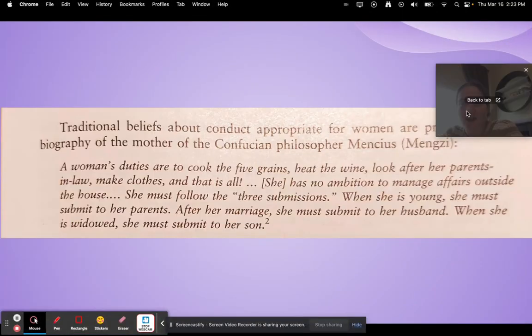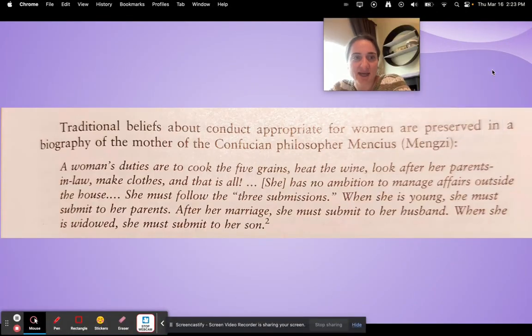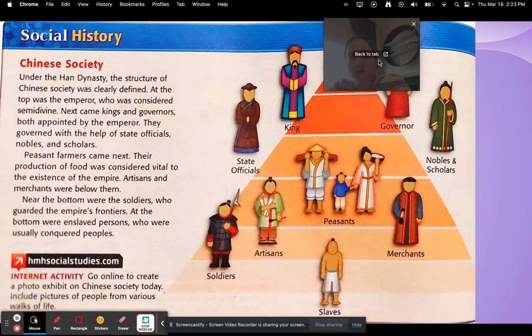Just to give you a quote of what it was like to live back then. It says: traditional beliefs about conduct for women are preserved in a biography of the mother of the Confucian philosopher Mencius. "A woman's duties are to cook the 5 grains, heat the wine, look after her parents-in-law, make clothes, and that is all. She has no ambition to manage affairs outside the house. She must follow the 3 submissions. When she is young, she must submit to her parents. After her marriage, she must submit to her husband. When she is widowed, she must submit to her son." So, pretty much, Chinese women were ruled by men, which is not a fun time.